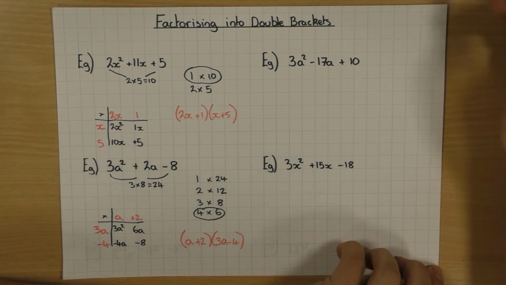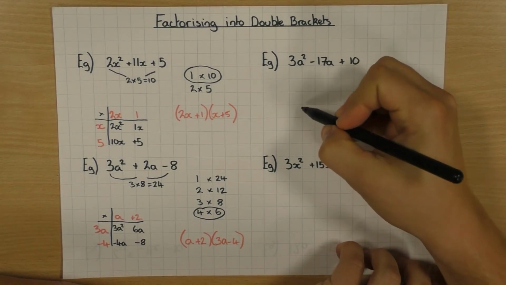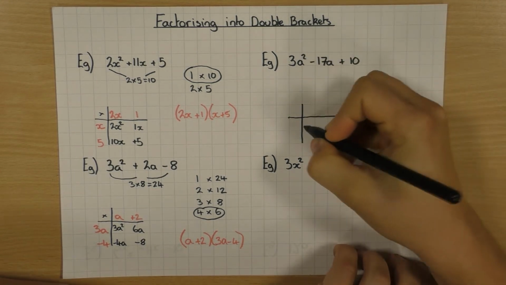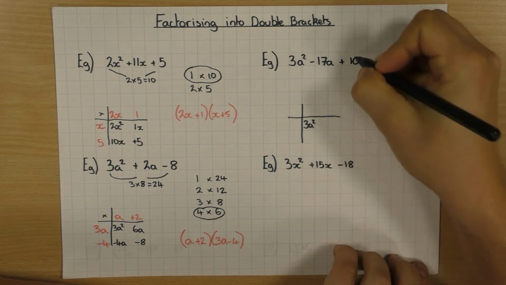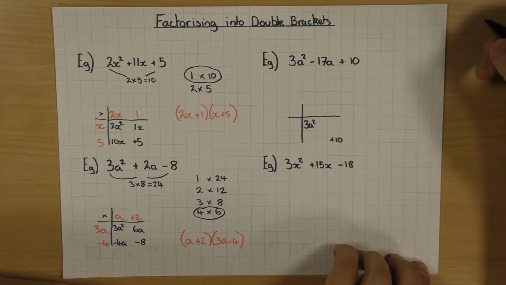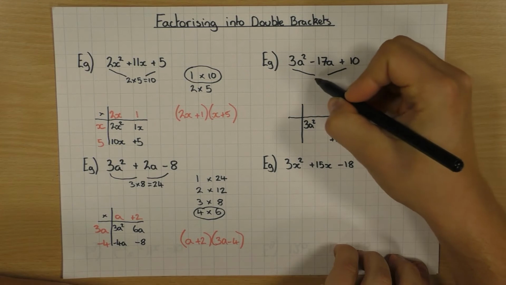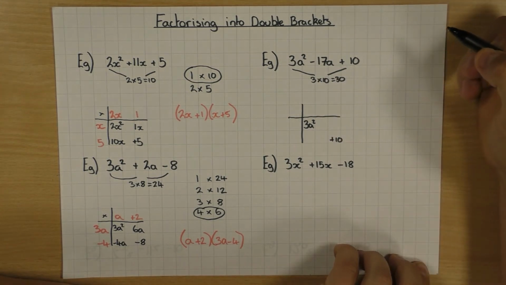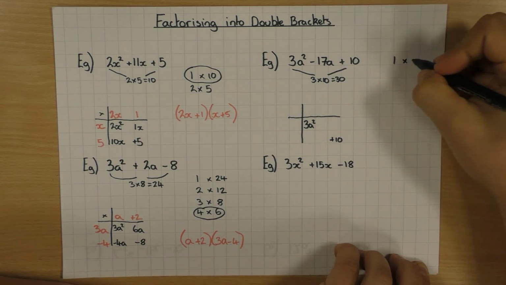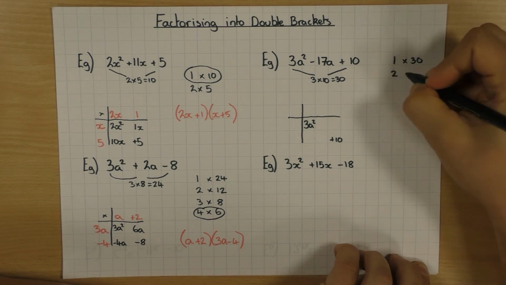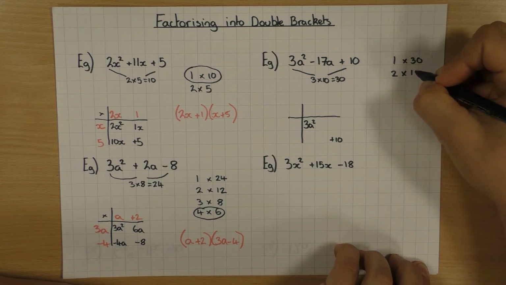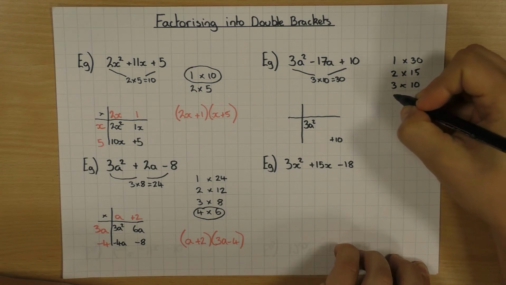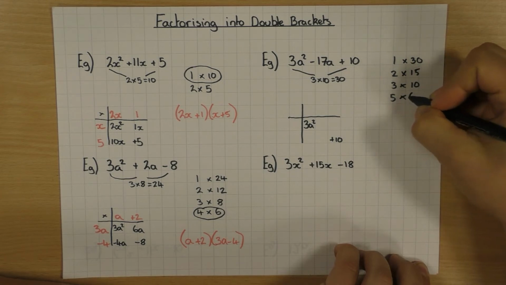Let's do this one then. So we're going to draw our grid. And again, your 3a squared goes straight at the top there, and the plus 10 at the bottom before you do anything else. Then I'm going to do my 3 times 10 to get 30. So that's what I'm looking at, pairs of numbers to get 30. Again, always start with the obvious. So 1 times 30, and work your way up. So 2 times 15, 3 times 10, 4 doesn't go in, 5 does though, that's 5 times 6.